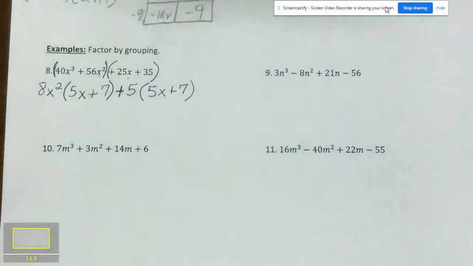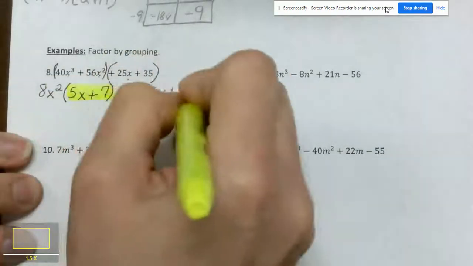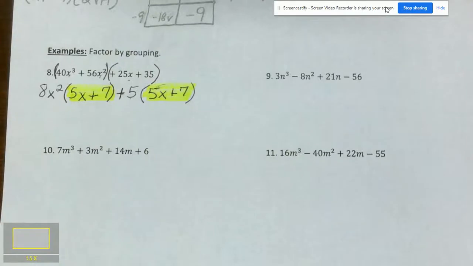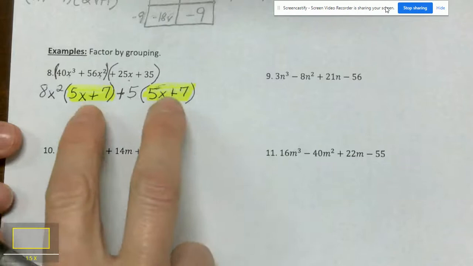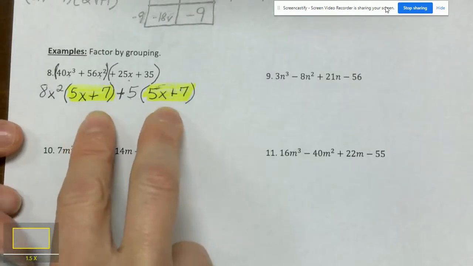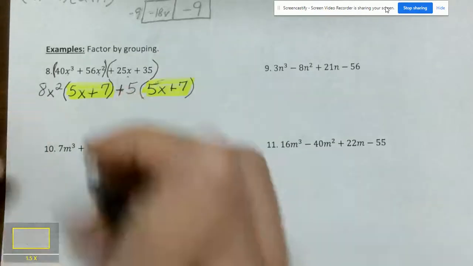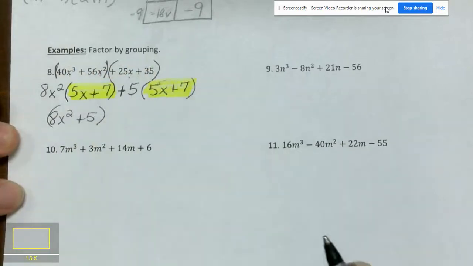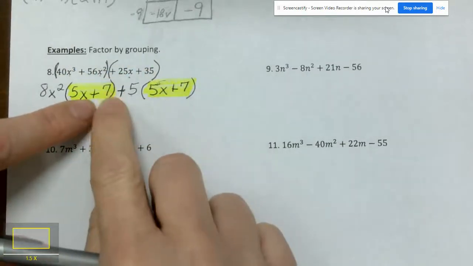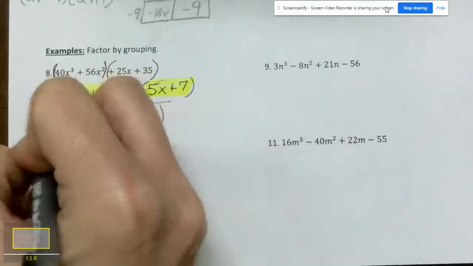Now I want you to notice something, and this needs to happen every time when you do factor by grouping. Notice that this and this are the same. What you get inside your parentheses needs to end up being the same. If it's not, you did something wrong. So once you have this, then you write down what's outside the parentheses, 8x squared plus 5, and you put that in a parenthesis by itself, and then you make this a parenthesis, 5x plus 7. And this would be your final answer.